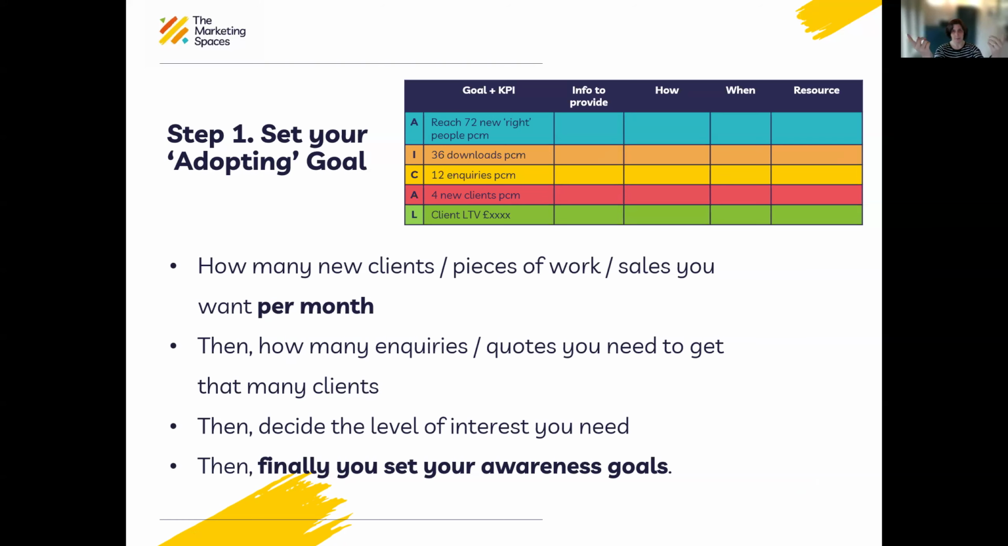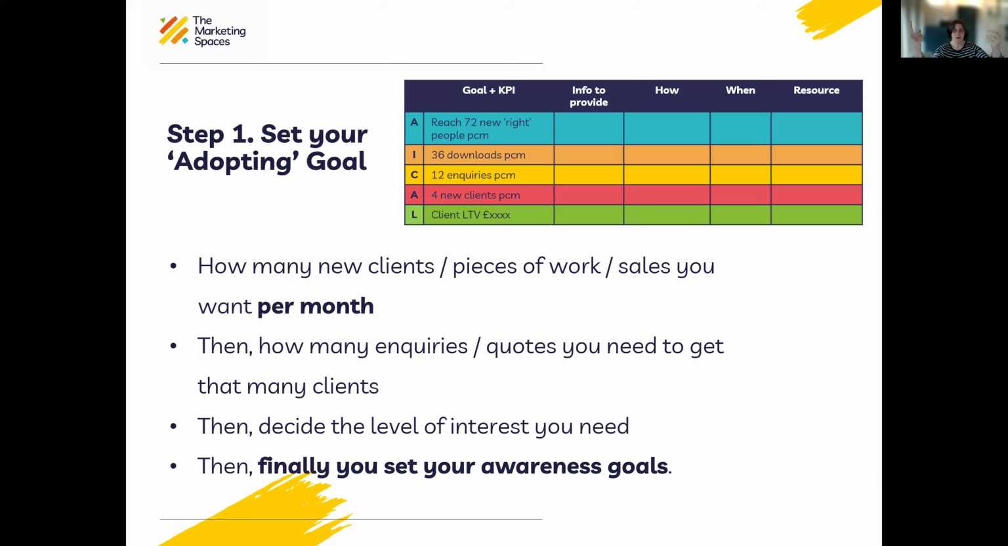Then move up to the considering stage. Say, well, to get that many new clients a month, I know that I have to have 12 inquiries, because if I have 12 inquiries, 1 in 3 of them converts to a new client. Okay, to get that many inquiries, I need to have 3 times the amount of downloads of my ebook, my lead magnet, whatever it is that you offer. So that is 36 downloads a month.